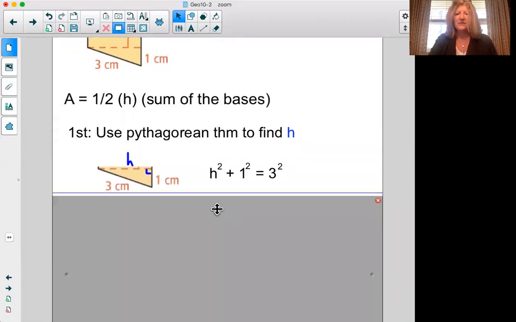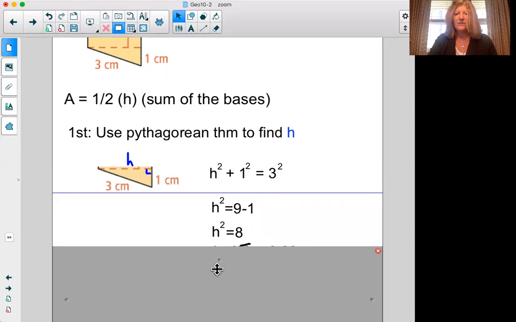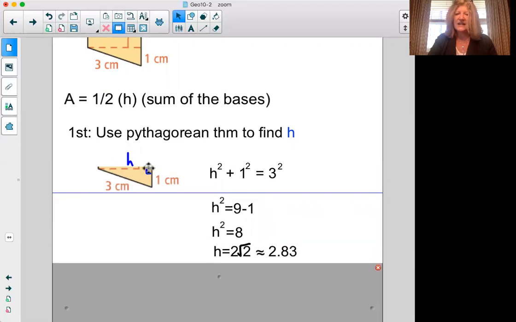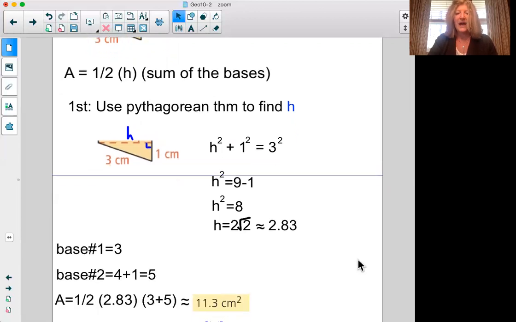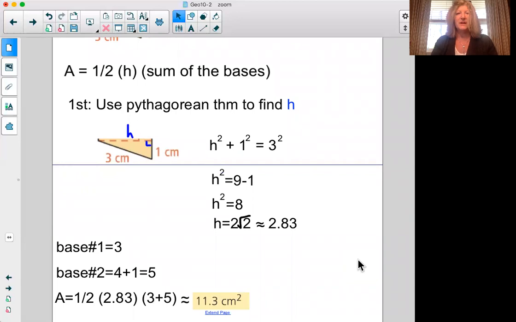So we use Pythagorean theorem, and we solve, and we get that the height is approximately 2.83. So now we have both bases, we have the height, and we have everything we need to plug it into the formula. Up here, plug it right in.